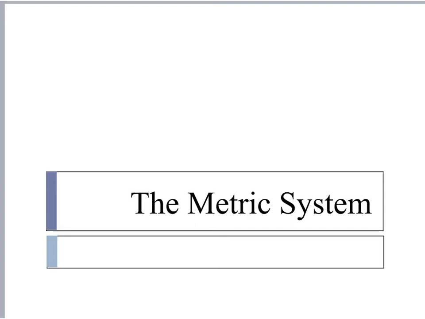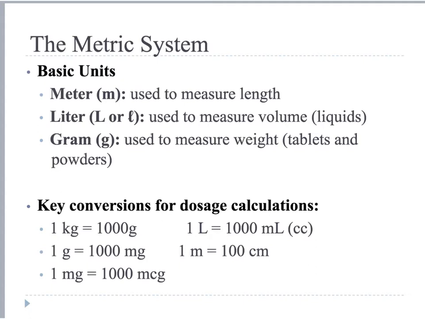The metric system. The metric system is comprised of three basic units: the meter, the liter, and the gram. The meter is abbreviated by lowercase m, and it's used to measure length. Liter is represented by capital L or scripted L, and it's used to measure volume or liquids. And grams are abbreviated with a lowercase g, and they're used to measure weight. So if we think of measuring tablets and powders, those would be measured in grams.